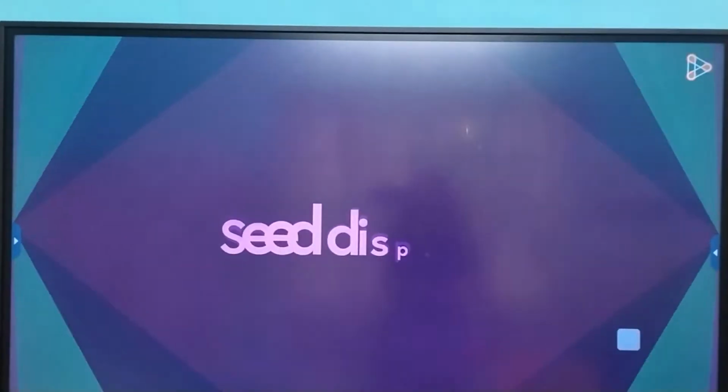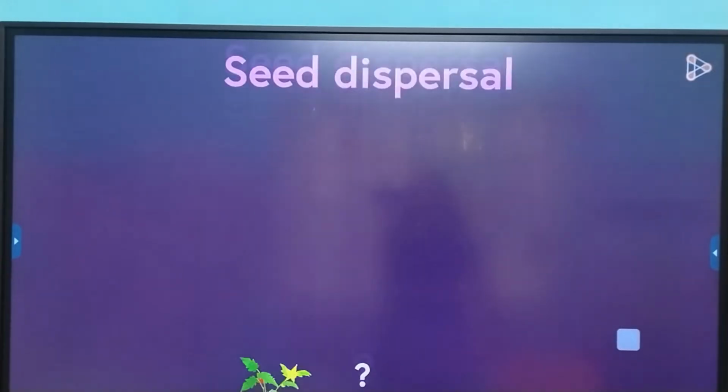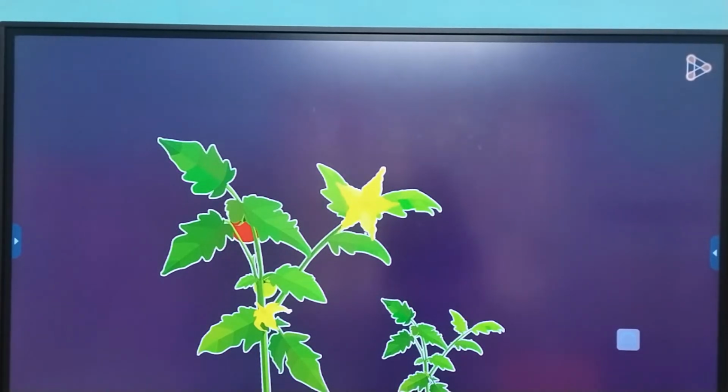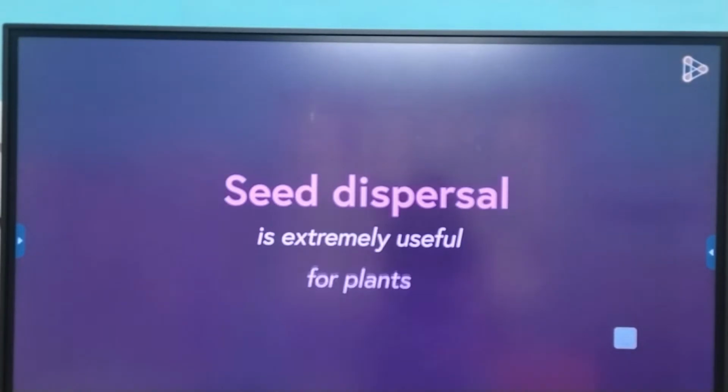Now tell me, why do we need this dispersal process? I mean, what will happen if the seeds from the parent plant get planted near it? Being near the parent plant could severely affect the growth and development of both the plants. And why so? The two will start competing for sunlight and water. That is the reason why seed dispersal is extremely useful for plants.